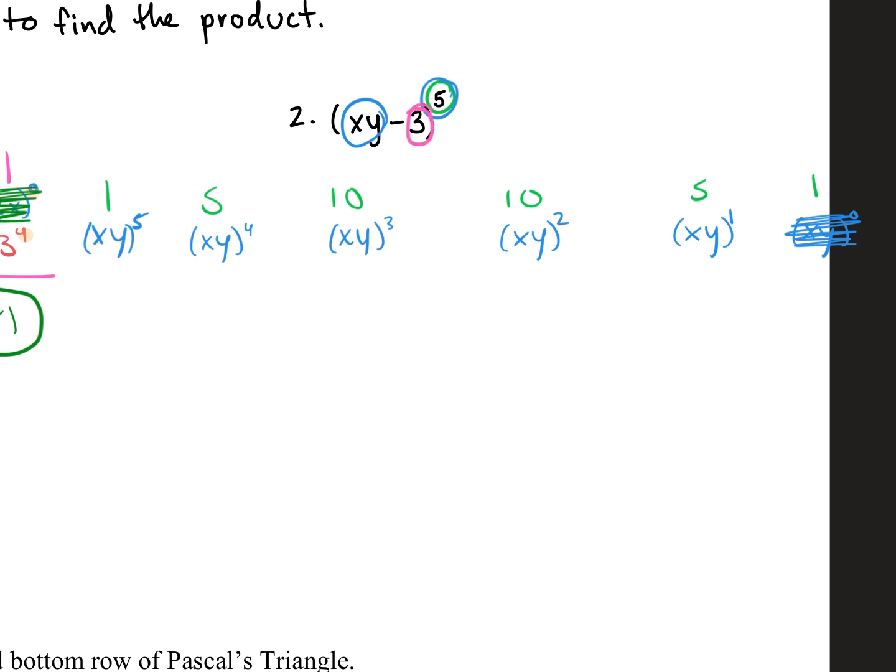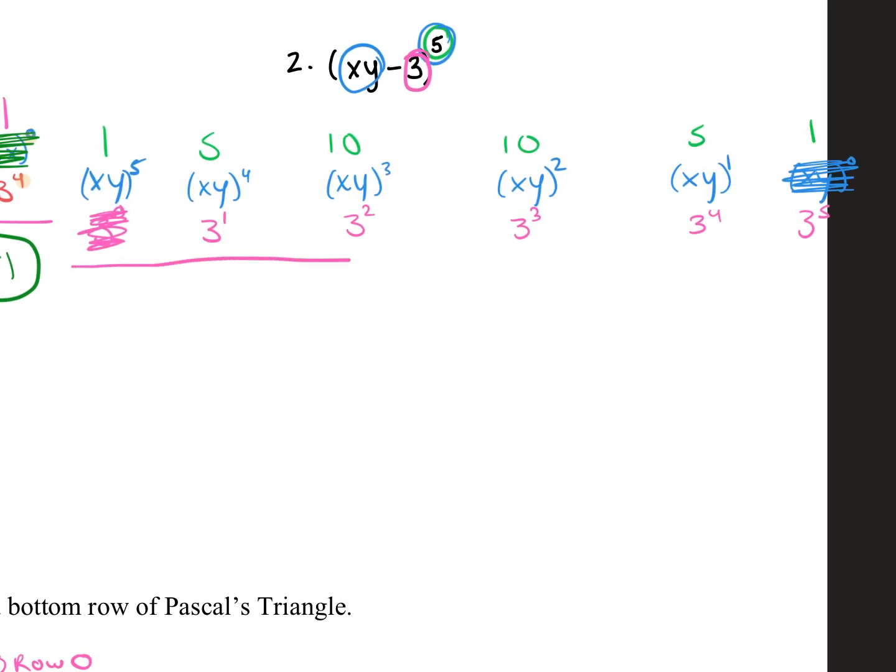Next, our next term is 3. So we're going to start with 3 to the power of 0, then 3 to the power of 1, 2, 3, 4, and 3 to the power of 5. What's 3 to the power of 0? 1. So we can get rid of that one too. Now let's multiply our columns together, the fun part.